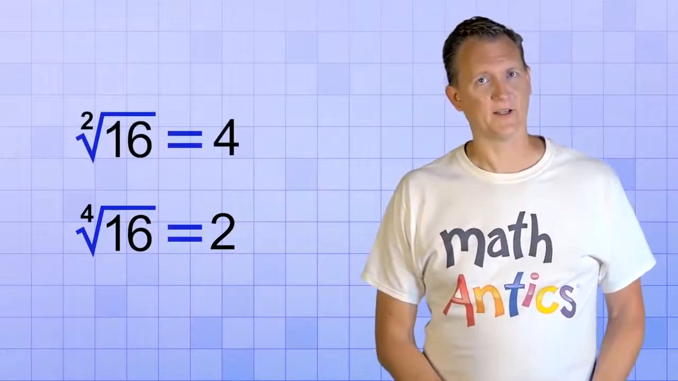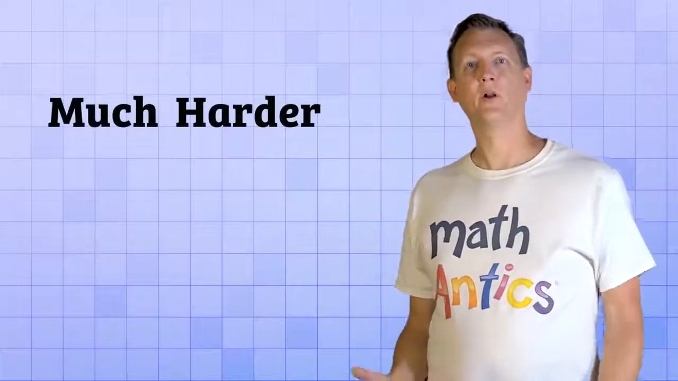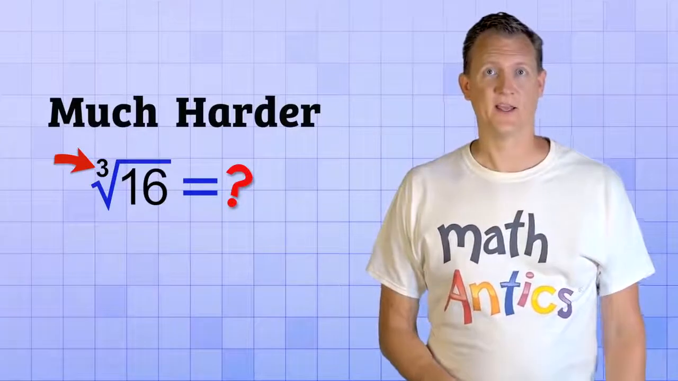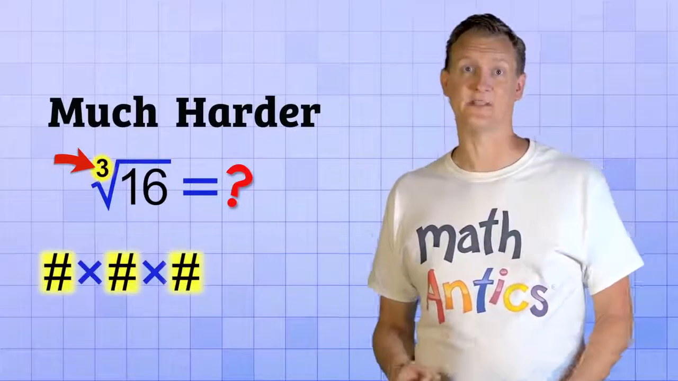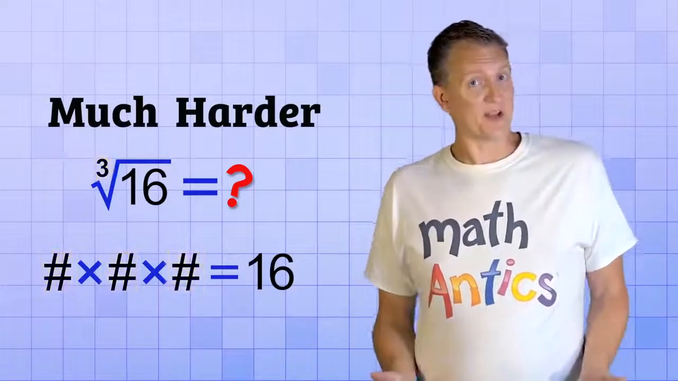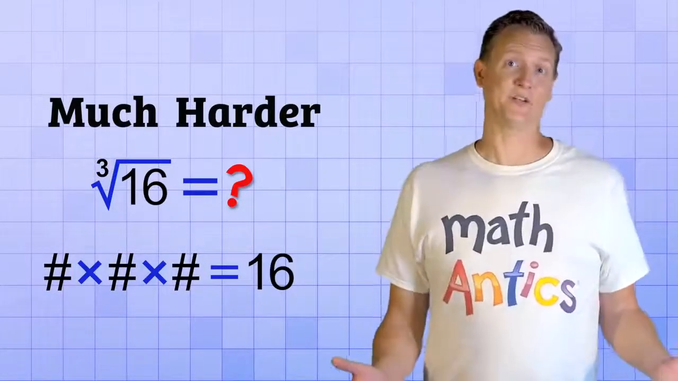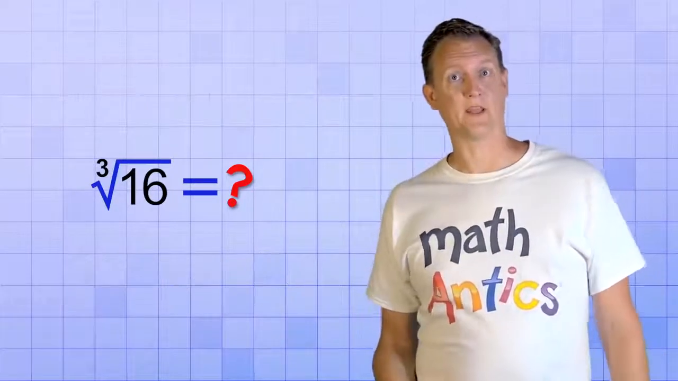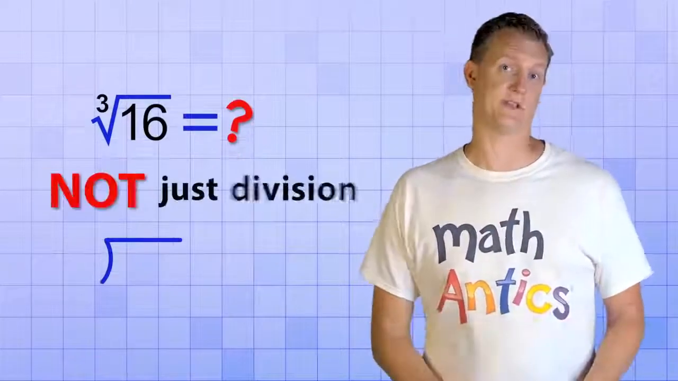But unfortunately, figuring out roots in math can be much harder. For example, what if we had this problem instead? Root 3 of 16. That means we need to figure out what number we can multiply together 3 times to get 16. Can you think of a number like that? No. I can't either. And unfortunately, it's not easy to calculate what that number would be. Remember, even though this looks a little bit like the division symbol, this is not just division.